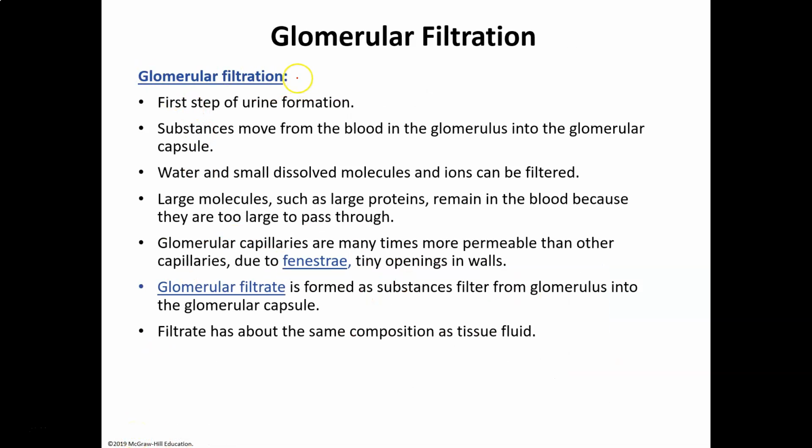Okay? So, first step, glomerular filtration. This is the first step of urine formation, but do not be confused here. You do not have urine at this point. That is not urine. Okay? Substances move from the blood in the glomerulus into the glomerular capsule. Water, small dissolved molecules, and ions. Those are the things that can make it through. So that's called a filtrate.